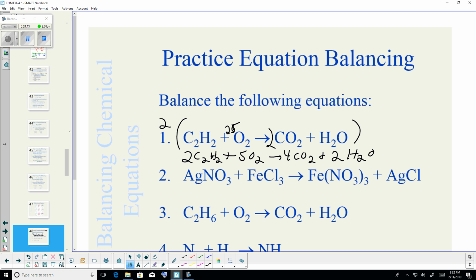4 carbon, 4 carbon. 4 hydrogen, 4 hydrogen. 10 oxygen. 4 times 2 is 8. 2 times 1 is 2. 8 and 2 is 10. 2 steps.